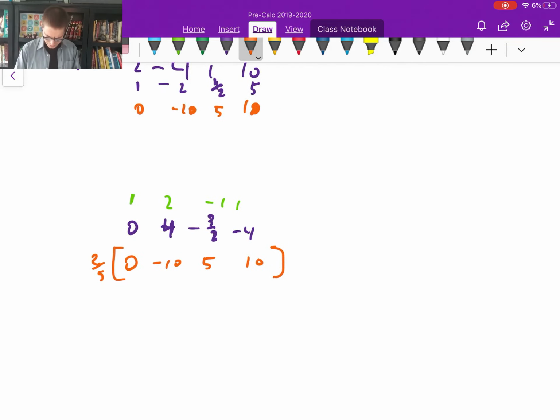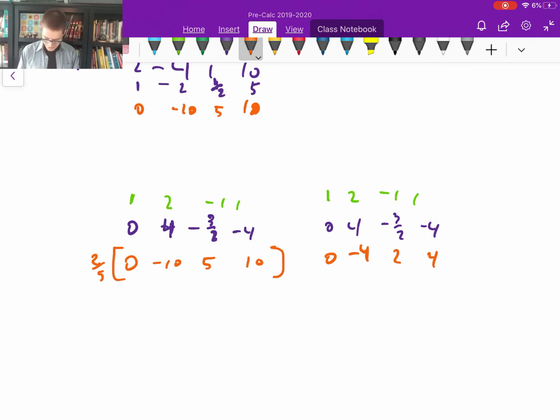Let's just write down the whole thing so we're clear here, so I don't make another mistake and confuse you even more. So 1, 2, negative 1, and 1, and then 0, 4, negative 3 halves, and negative 4, and then 2/5 becomes 2/5 times 0 is 0, negative 4 times 2/5, or sorry, 4 times negative 2/5 times negative 10 is negative 4. Negative 4. And then 5 times 2/5 is 2. And then 10 times 2/5 is 4. There we go. This seems right.